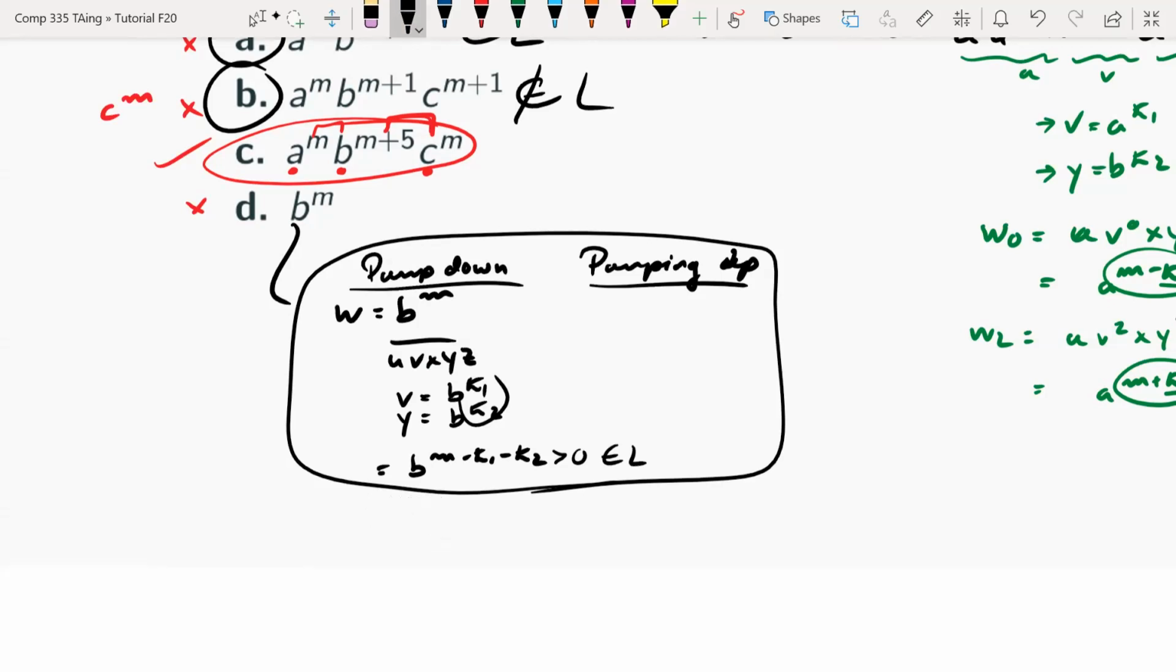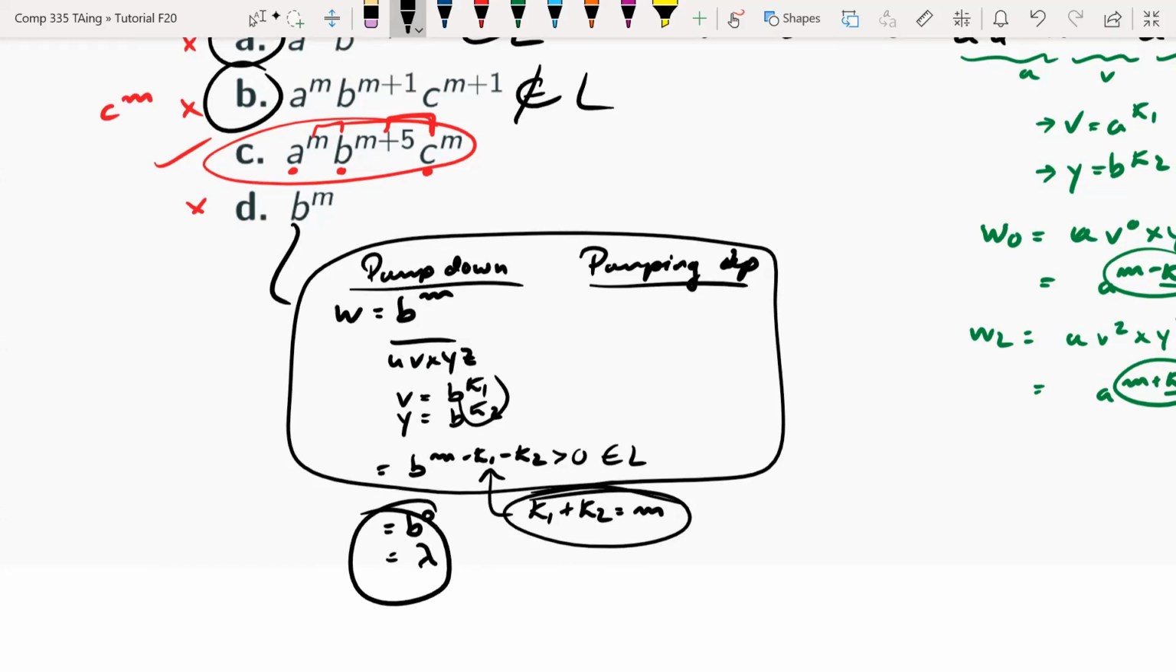Yes, you can only pump down once, but for example, you could have a fluke situation where K1 plus K2 was equal to M, right? And then it's possible that you pump down and you got B to the 0 and then lambda. However, and this is a big but, you can't claim this. You can't be certain of this, so you can't guarantee that this is always going to work. You can't always say for every possible setting you're going to get a reduction to lambda. You could get a reduction to maybe B1 or B2, and in that case, you would not get a contradiction, meaning that your argument was incorrect.